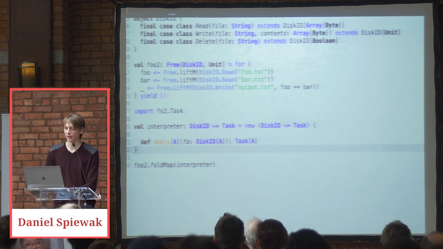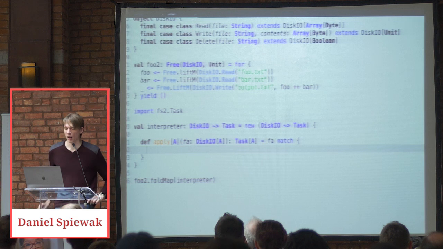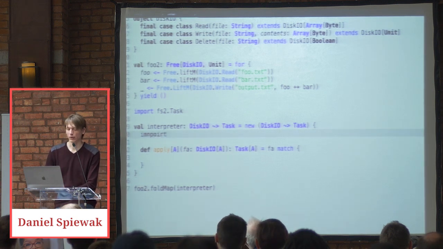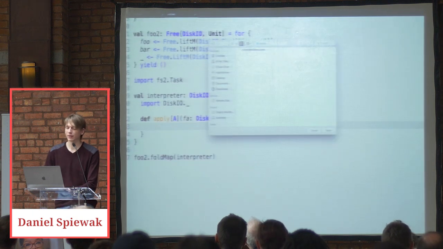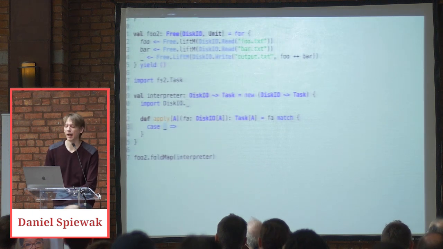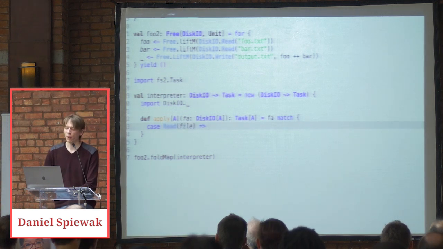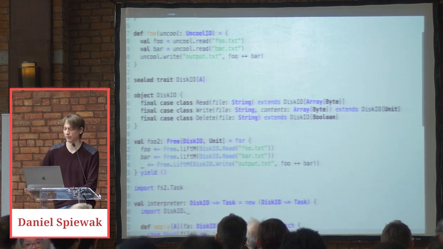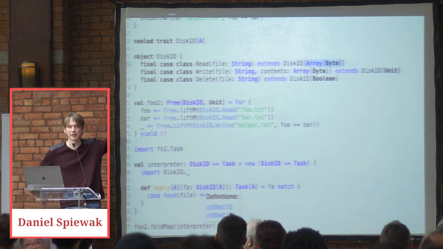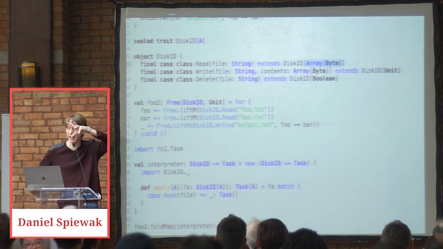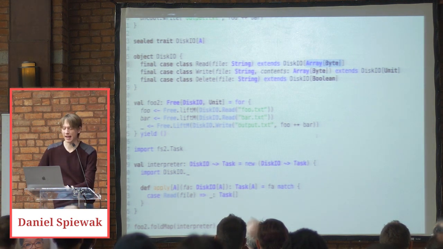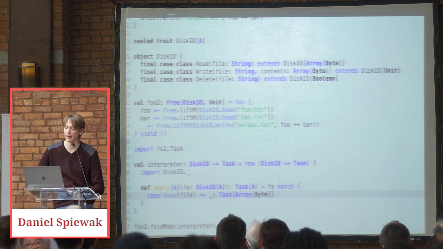So let's see if we can write this function. FA match, and I'm going to import disk IO dot star. There's only a couple of cases here. Case number one is read, of some file name. What we have to produce here, the output type, has to be Task of Array[Byte], because we're mapping from type constructor disk IO to type constructor Task, so the A stays the same. The A is Array[Byte]. So we're trying to produce a Task of Array[Byte]. How can we do that?